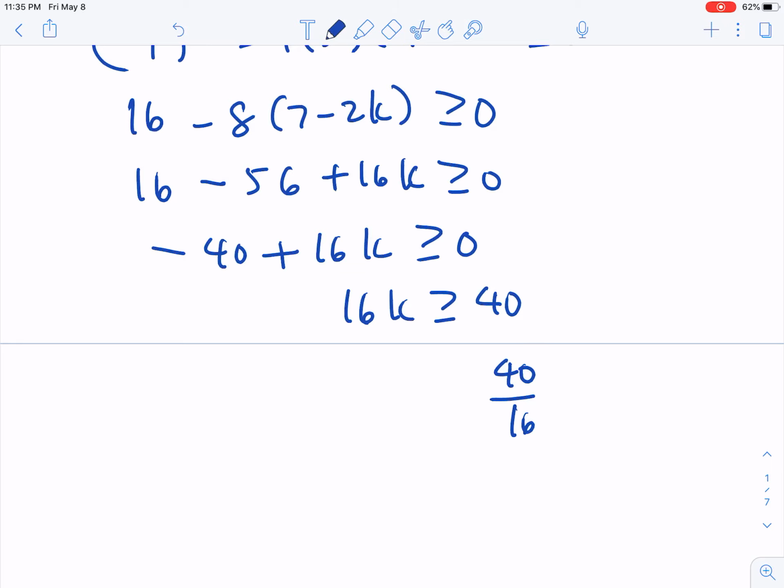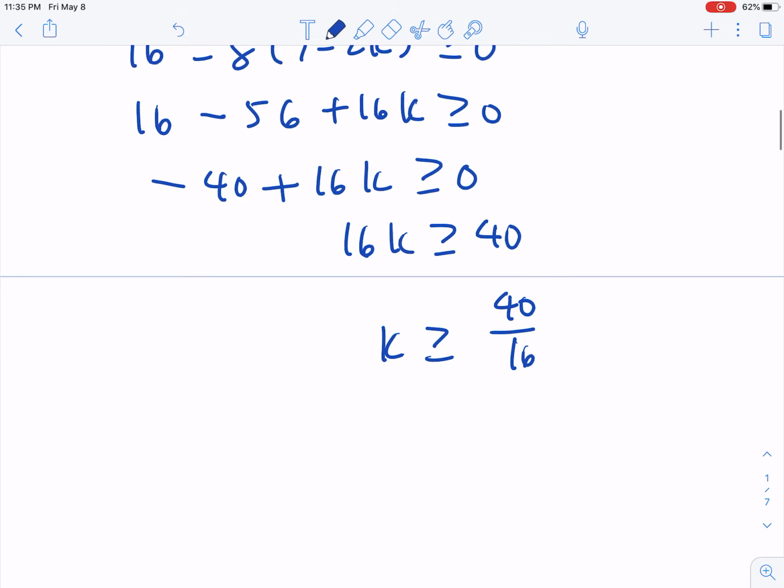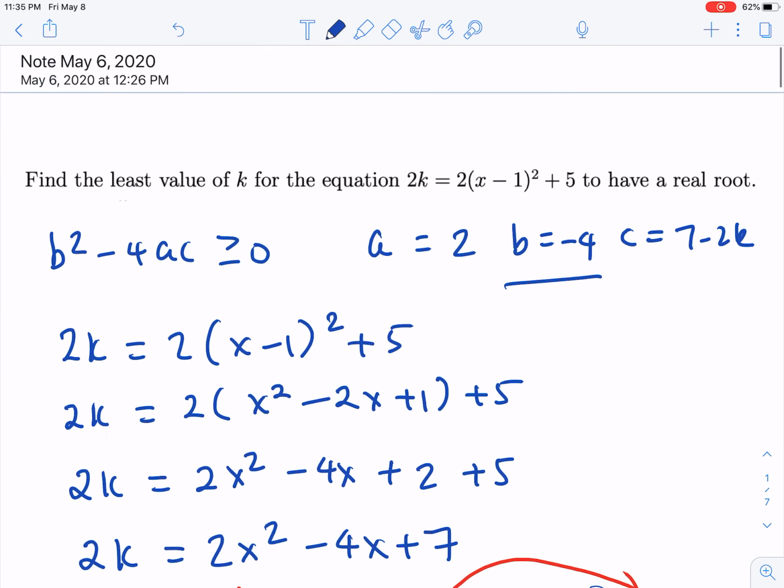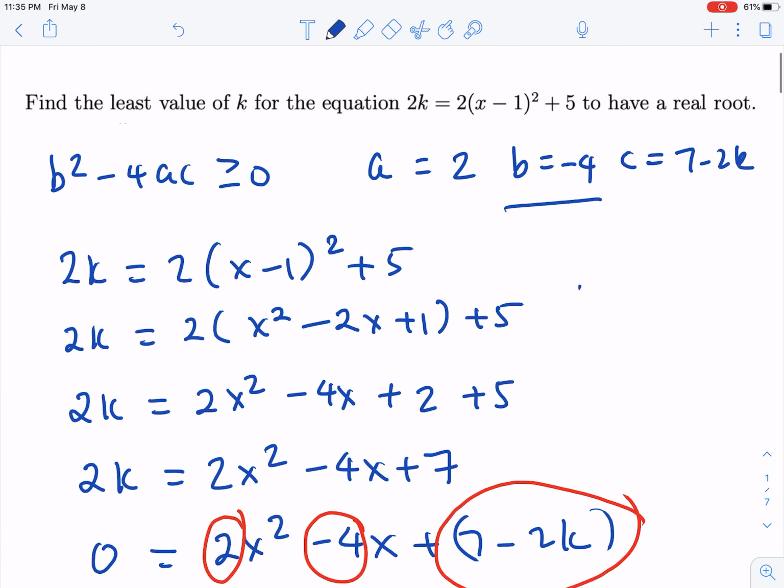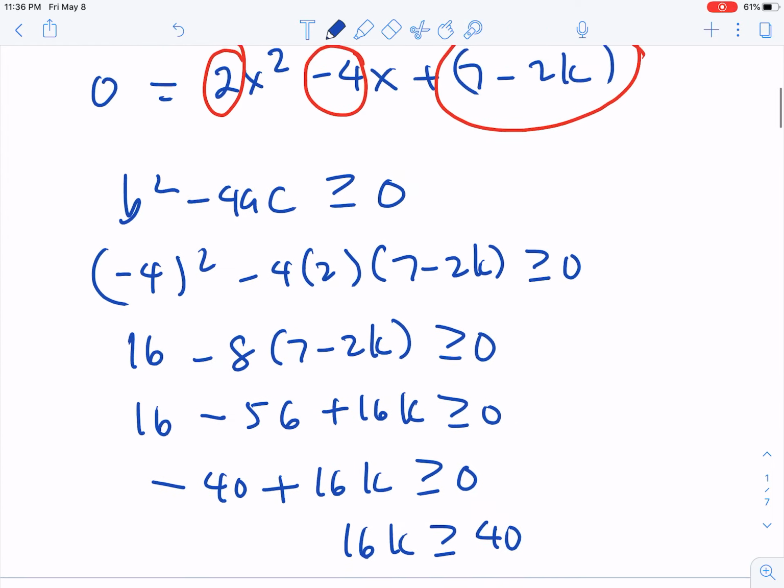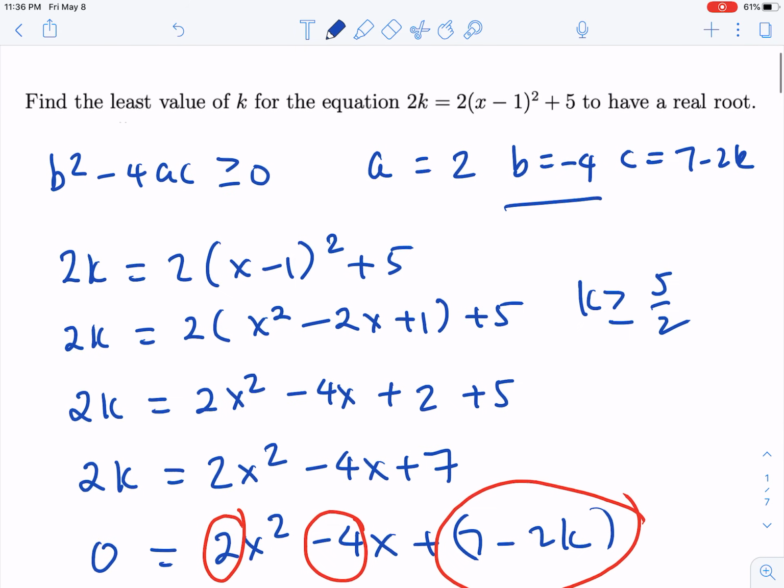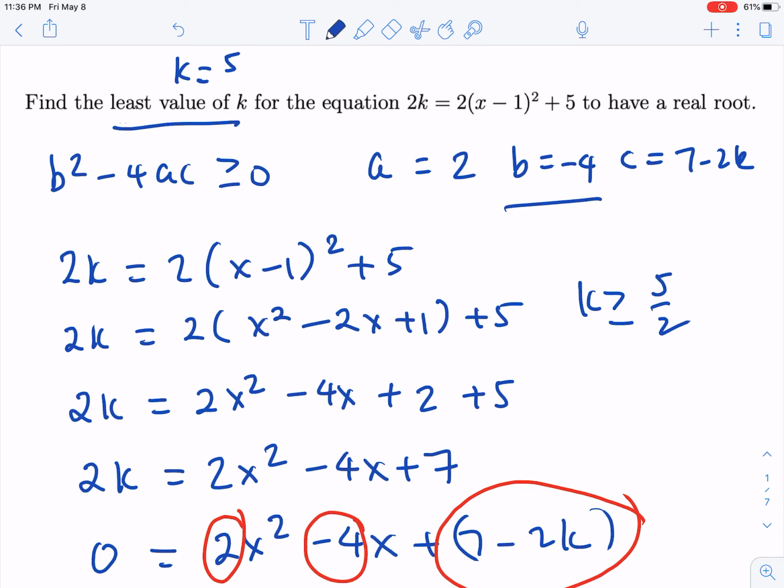Paano simplified form? K is greater than or equal to. If you divide by 8, yung numerator magiging 5, denominator magiging 2. So K is greater than or equal to 5 halves. Tama, no? 5 halves. Pero ang hinahanap natin ay pinakamaliit na value ng K. So K must be equal to 5 halves. Yun yung pinakamaliit. Yun yung pinakasagot natin.